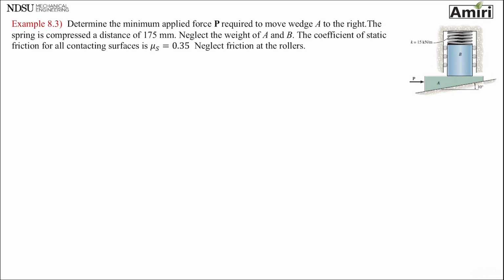Determine the minimum applied force P required to move wedge A. That's a new word for us. To the right. The spring is compressed a distance of this much. Neglect the weight of A and B. The coefficient of static friction for all contacting surfaces is this much. Neglect friction at the roller.